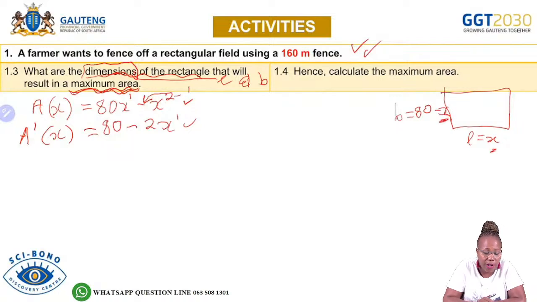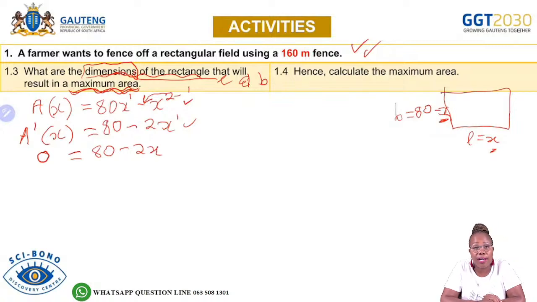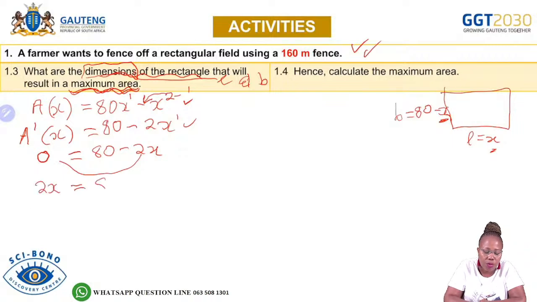Because now we need x there. In order to solve for x, we are going to let this derivative be equal to 0. Same method that you apply when you sketch a cubic function. So this will be 80 minus 2x. We are solving for x now. We are going to transpose the minus 2x to the left. This will be positive 2x equals 80. We are not looking for 2x but x. We are going to divide both sides by 2. Therefore, x will be equal to 80 divided by 2, which is equal to 40.